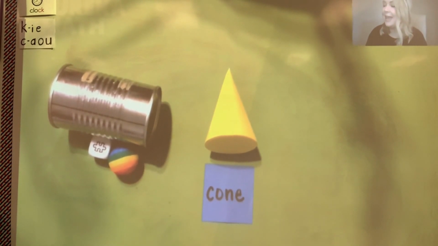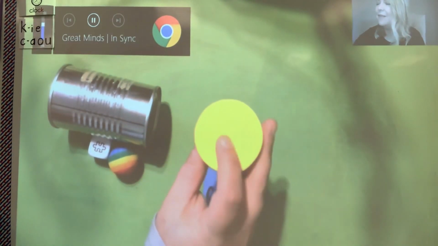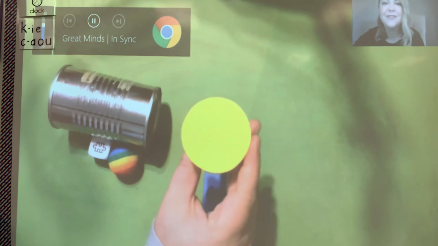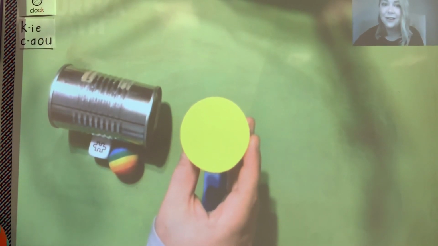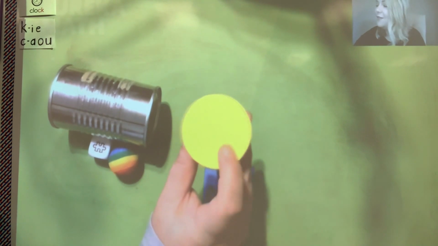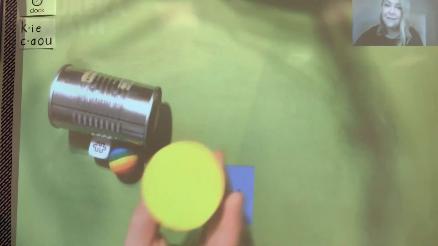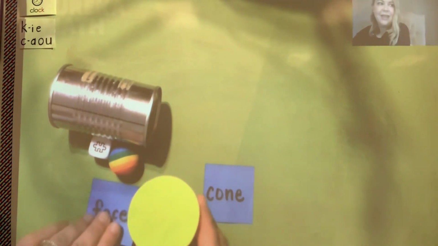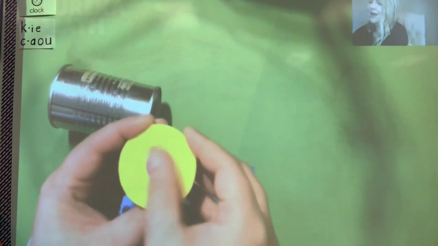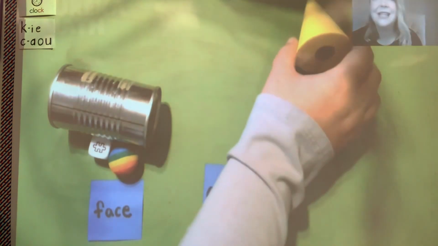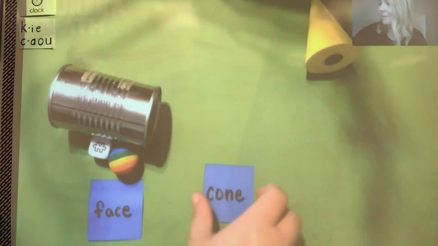I heard a friend say, I see that it has a flat part on it in the shape of a circle. That's a really good noticing. This flat part is called the face. It's the face of the cone. I am going to take a smiley face sticker and put it on the face of our cone. So let's lay our cone right there.